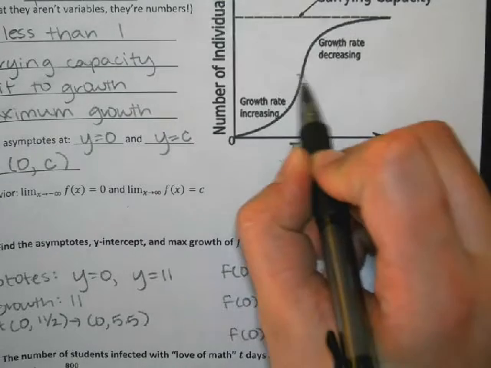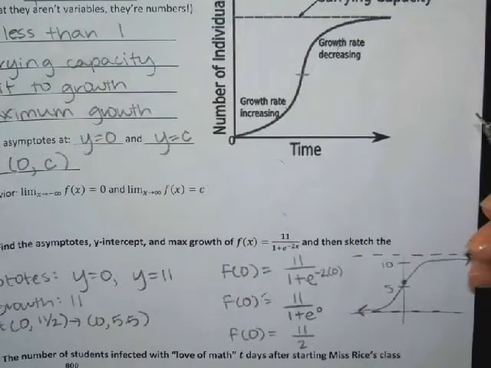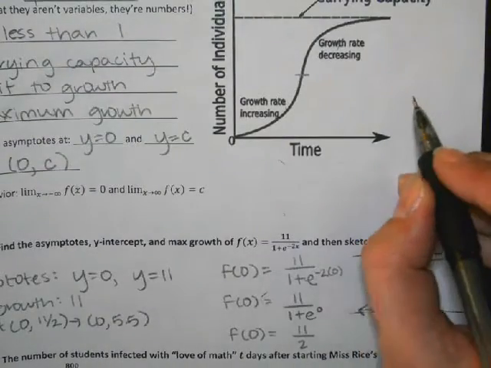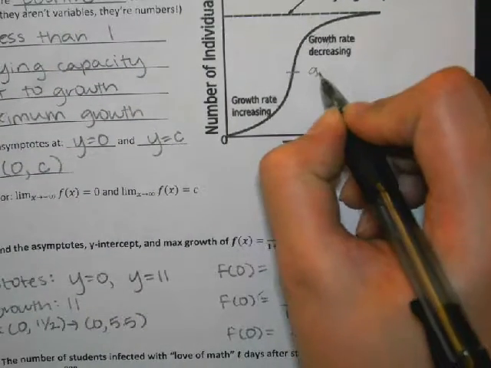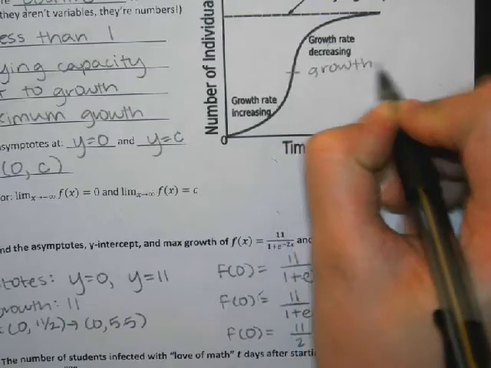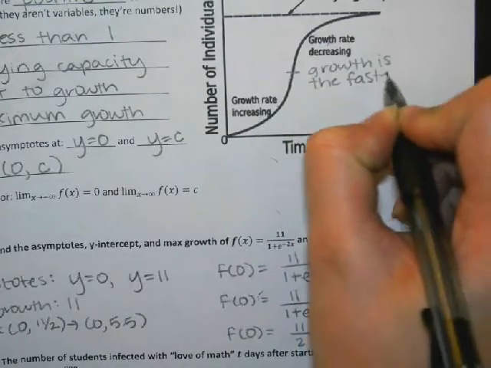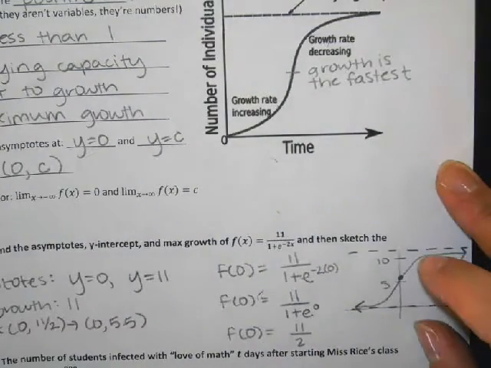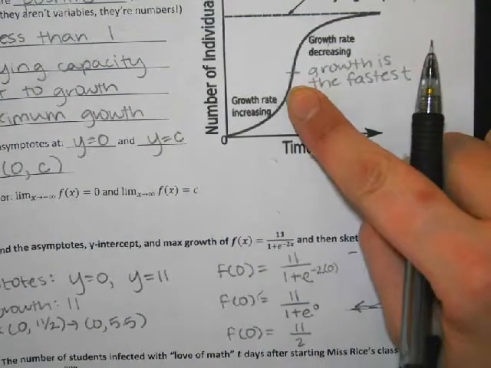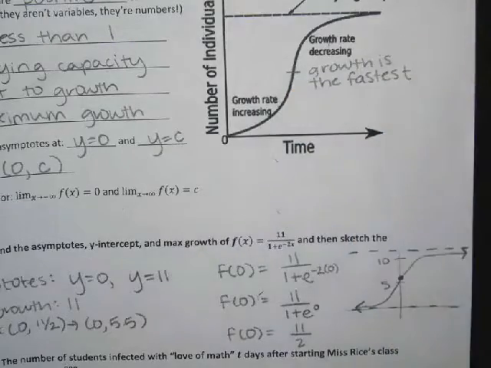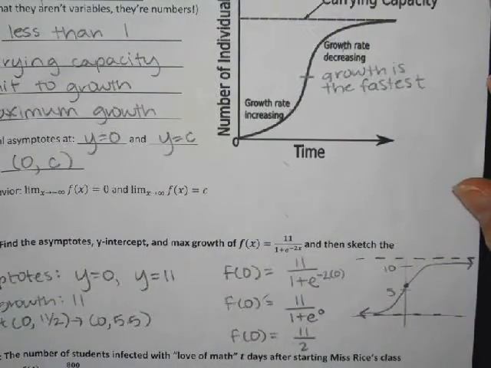So right here in the middle, that is where the growth is the fastest. Okay? Growth is the fastest. And that's because the steepest slope is going to happen right there in the middle. You can see it's almost completely vertical. So that's a really steep slope. That's very fast.